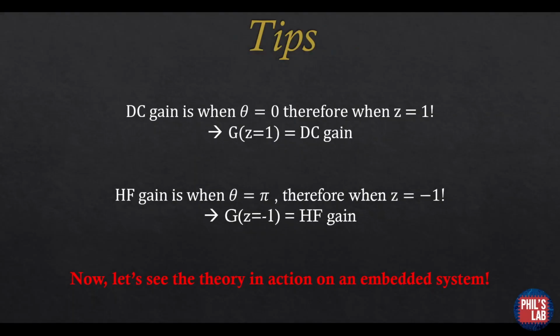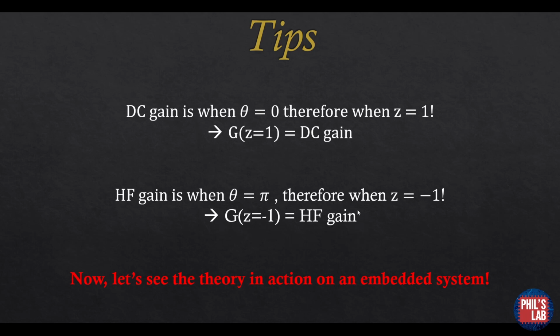Now there are some tips to quickly analyze the frequency response of a Z transformed transfer function. So the DC gain is when theta equals 0, and that means, if you remember Z equals e to the j theta, that when theta equals 0, Z equals 1. So if we just plug in Z equals 1 into our transfer function, we get the DC gain, and the high frequency gain is when theta equals pi, Z equals e to the j theta, so Z is equal to minus 1. So if we plug in Z equals minus 1 into the transfer function, we get our high frequency gain.